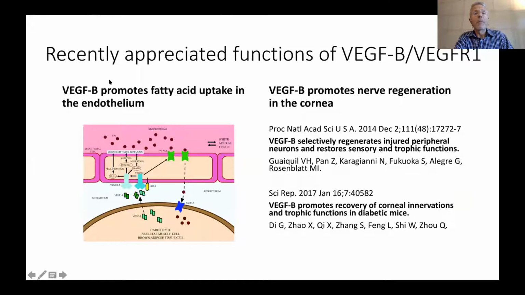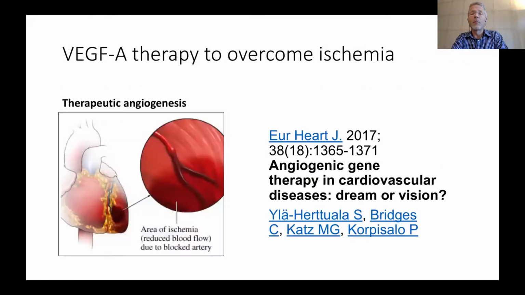VEGF-B promotes fatty acid uptake in the endothelium. VEGF-B also promotes nerve regeneration in the cornea. So you can see that the other VEGF family members are doing very different things than VEGF-A, which is controlling the blood vessels, both their formation and their permeability.